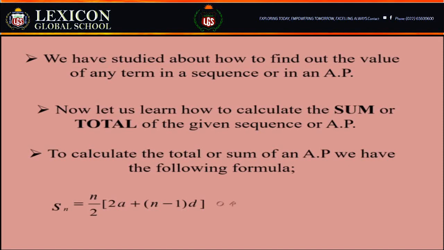Or you have one more formula, wherein if the first term and the last term are given to you, you can directly add them up, divide by 2 and then multiply by n to get the answer. So your next formula is Sn is equal to n upon 2 (t1 plus tn). Taking these two formulas into consideration, let us now solve the sums.